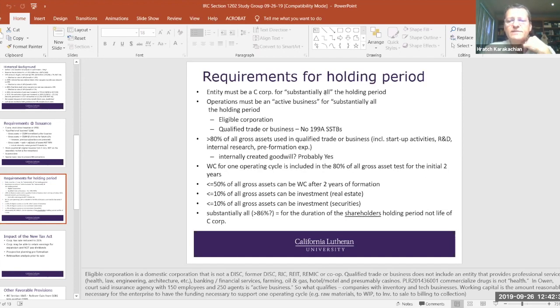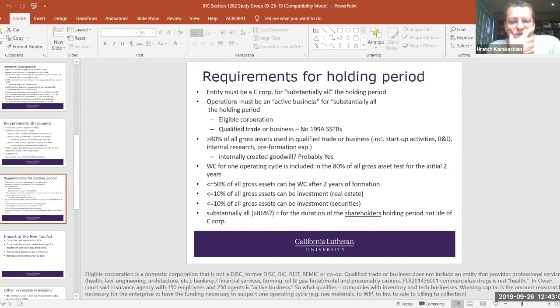Then for the substantially all, remember this substantially all has to apply to both the first and the second bullet points. The entity has to be a C Corp for substantially all of the holding period for the shareholder, and then the operations must be active for substantially all of the holding period as well. So what does substantially all mean? Substantially all, in my opinion, means something less than 100%. But how much less is the key question.